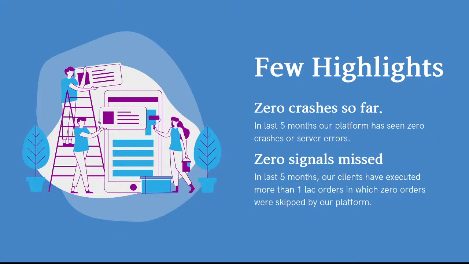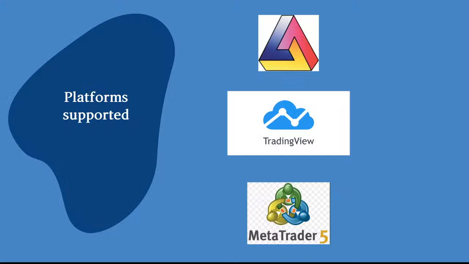Also, our platform has missed zero signals in the last 5 months. In the last 5 months, our users have processed more than 1 lakh orders and zero orders were skipped by our platform. Supported platforms, of course, are AmiBroker, TradingView, MT4, MT5. They are coming up with Excel VBA spreadsheet integrations also, but that would be maybe in the month of Feb or so. But right now, these three platforms are what we are supporting.